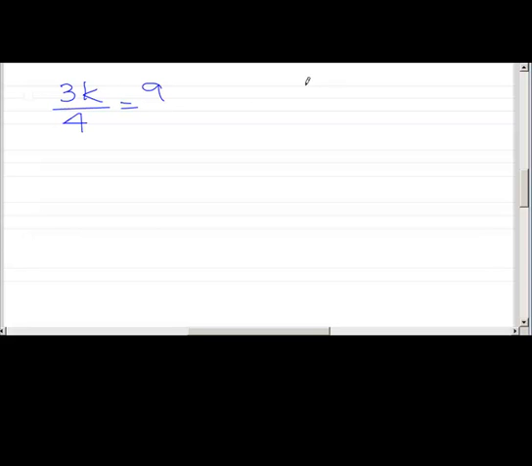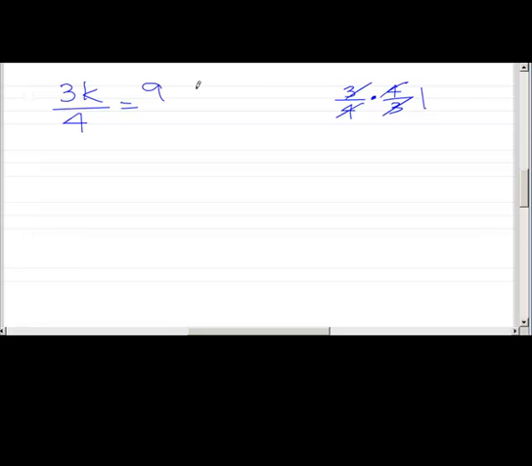So we're going to use the idea that if you have a fraction, any fraction, and you multiply by its reciprocal, which is just the fraction flipped around, what happens is you can cancel out and that becomes 1. So we're going to use that idea over here. What we're going to do is, we see that we have 3/4 times k here.